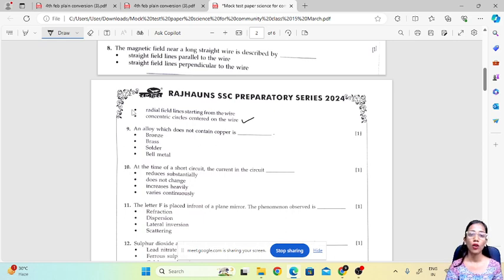An alloy which does not contain copper. Bronze contains copper, brass also contains copper, bell metal also contains copper. The correct option is solder, which does not contain copper.